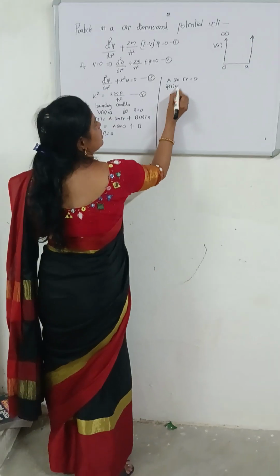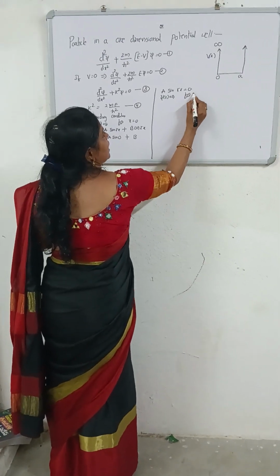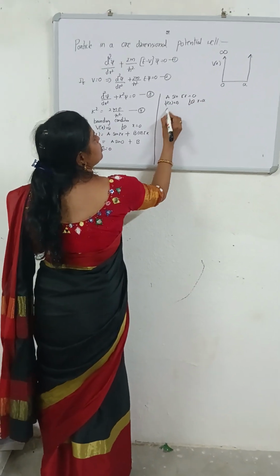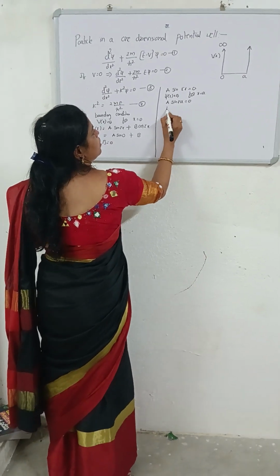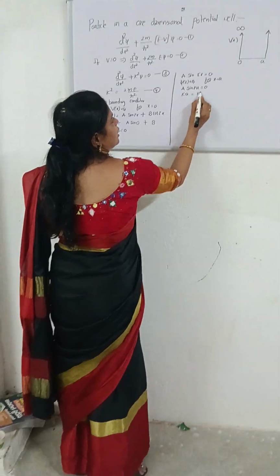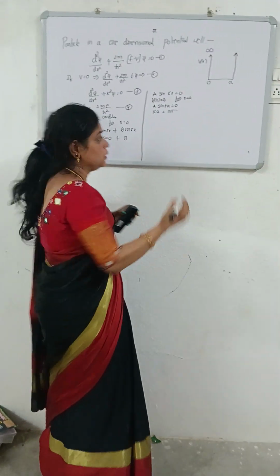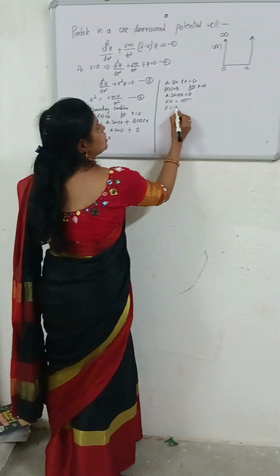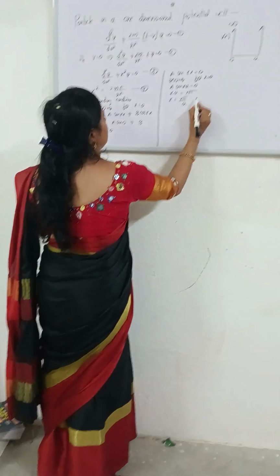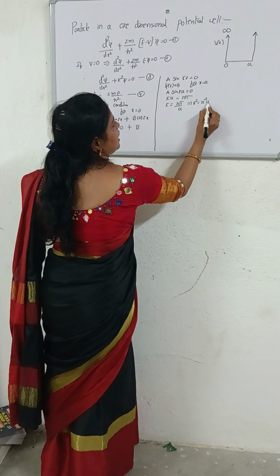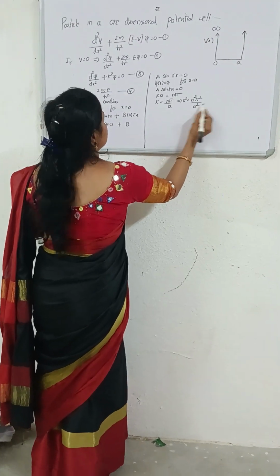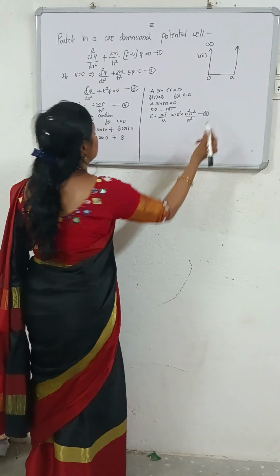What is the second boundary condition? Psi of x equals 0 for x equals a. So A sin ka equals 0, so ka equals n pi, k equals n pi by a. So k square equals n square pi square by a square. This is equation 5.